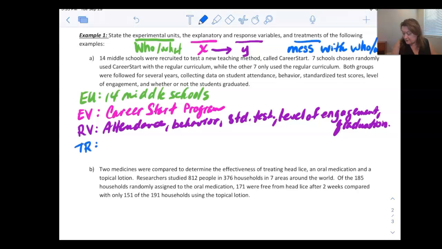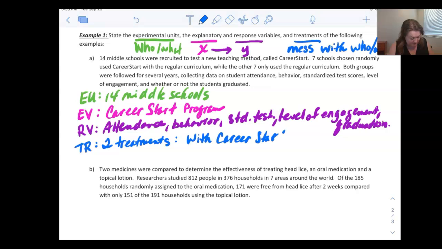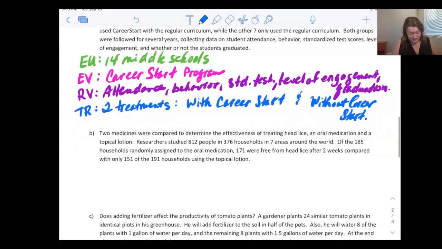I'm going to use TR for the treatments. So basically, we really only divided people into two groups. They either got Career Start or they didn't get Career Start. So that is 2 treatments. And the 2 treatments are with Career Start and without Career Start. Cool. Okay, that's all our 4. So let's go do another one.